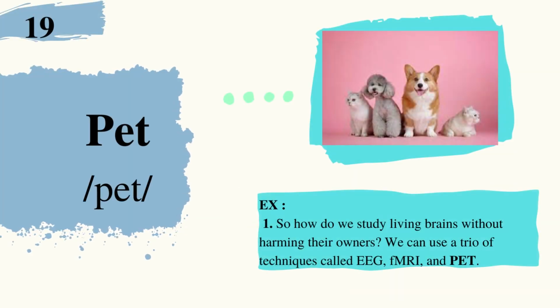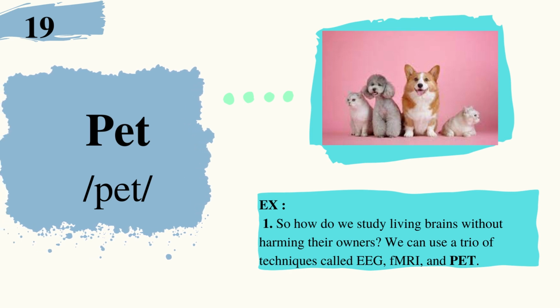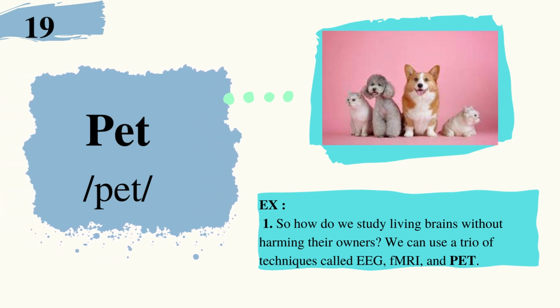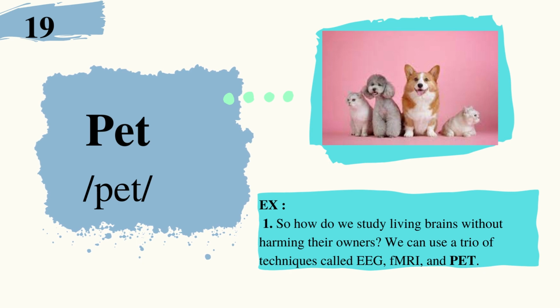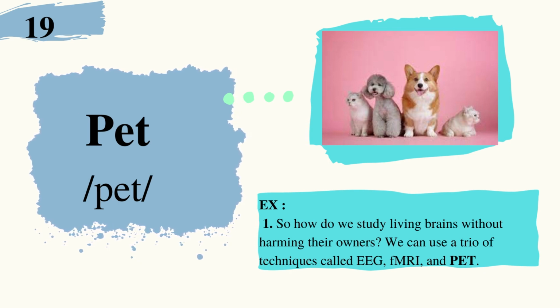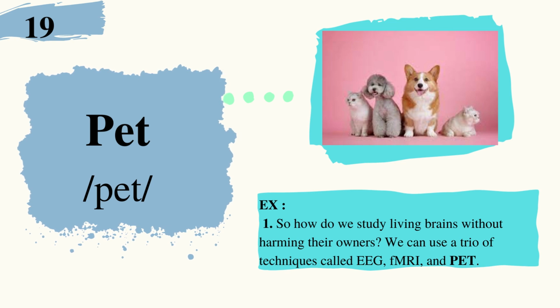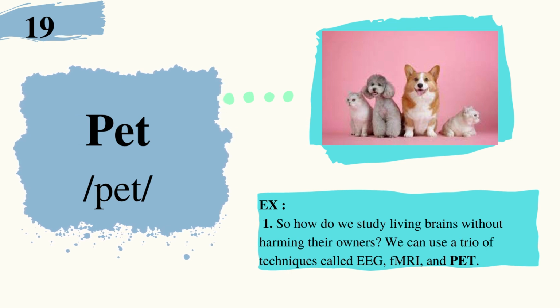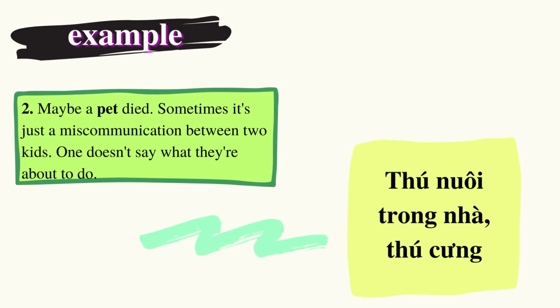19. PET. Example. So how do we study living brains without harming their owners? We can use a trio of techniques called EEG, fMRI, and PET. Maybe a pet died. Sometimes it's just a simple miscommunication between two children. They don't tell the other person what they're about to do.